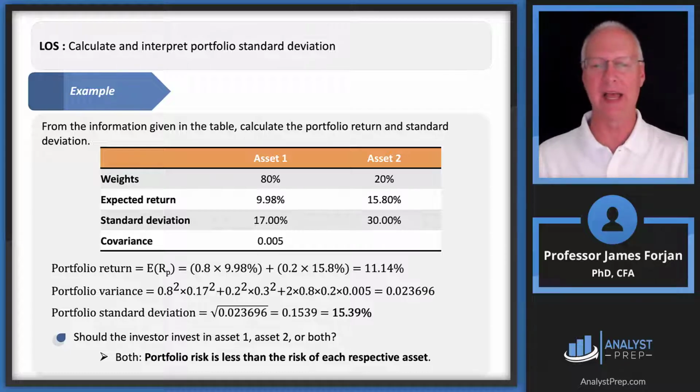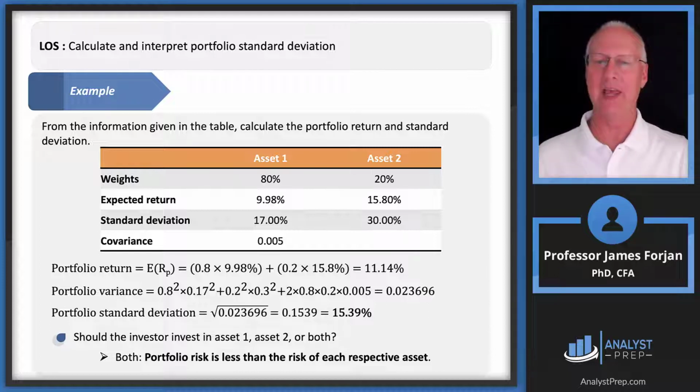Now, it's at this point that you should jump up and down and high-five yourself, because this satisfies, I'm going to say, 10 LOSs out there inside of level 1, level 2, and level 3. And the LOS says something like, explain the benefits of diversification. Well, look at what we just did. We started with asset 1 that had a standard deviation of 17%.